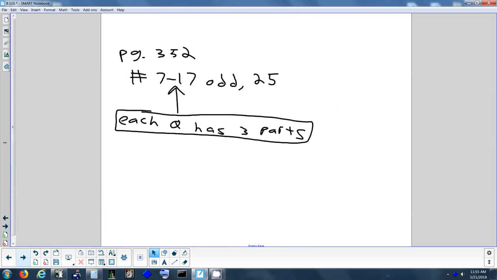Okay, so 25 in the homework is just like the word problem we just did. 7 to 17, each question has three parts. I think what you're doing in 7 to 17 is you're finding the dot product, then you're finding the angle, and then you're saying whether the vectors are parallel, perpendicular, or neither. So it's not like it's three separate parts. You'd have to do all those anyway.